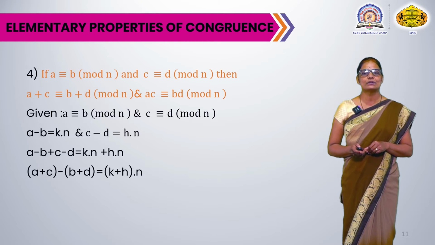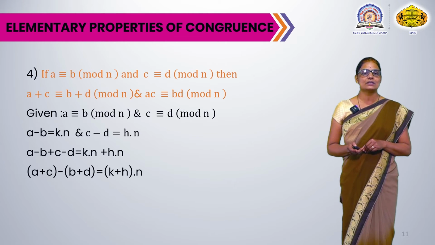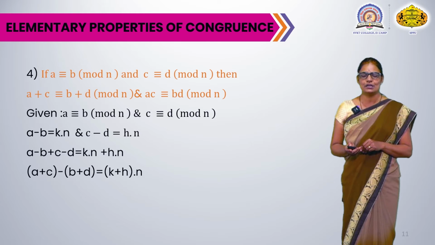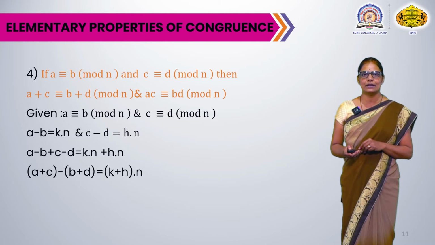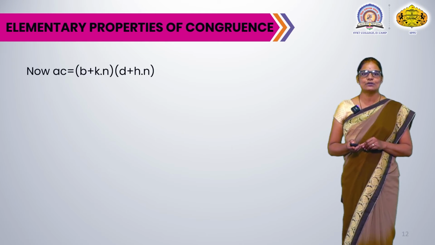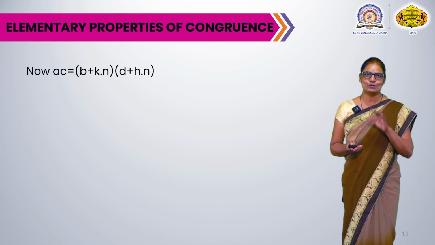Now let us prove the next property, AC is congruent to BD modulo N. For that, from the first equation, A minus B equals Kn, find the value of A, which is B plus Kn. From the second equation, C minus D equals Hn, write C in terms of D, so C equals D plus Hn. Then we consider the multiplication A into C, put the value of A as B plus Kn and the value of C as D plus Hn. Now just simplify this bracket.